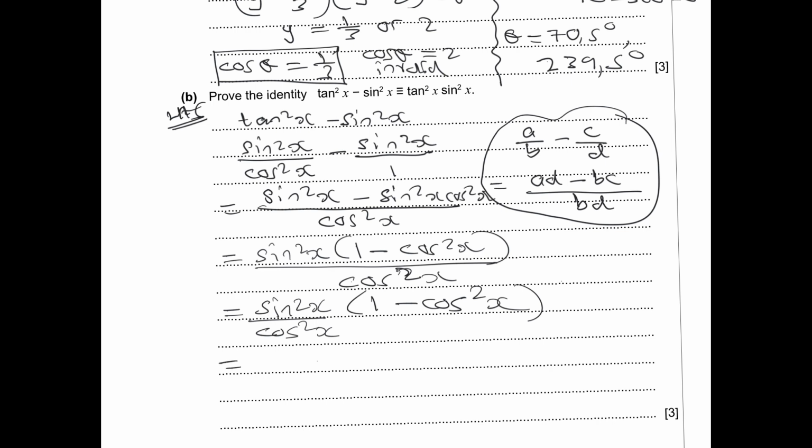So what do I have? The fraction here gives me tan squared x. Okay, the bracket gives me sine squared x. So I've managed to prove the identity. I've moved from the left hand side to the right hand side. Okay.